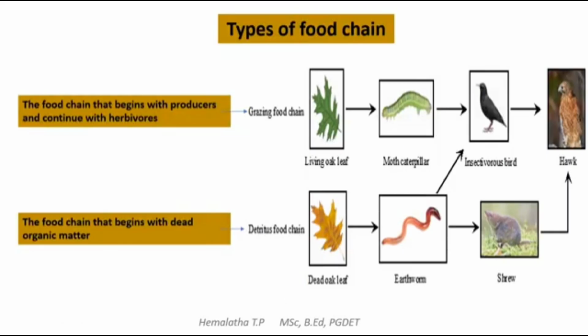This food chain is of two types: grazing food chain and detritus food chain. By seeing the example, and even by the words grazing and detritus, you can understand what may be the difference. The grazing food chain always begins with the producers, and the detritus food chain always begins with dead organic matter. Here, the living oak leaf is a producer which will be eaten by the caterpillar, and then in turn it will be eaten by other consumers. In the detritus food chain, the dead oak leaf will be eaten by the earthworm, and then it will be eaten by the other consumers. So the food chain keeps moving from the decomposers to the next consumers. If the food chain starts with dead organic matter, then it is called a detritus food chain. If the food chain starts with the producer, then it is called a grazing food chain.